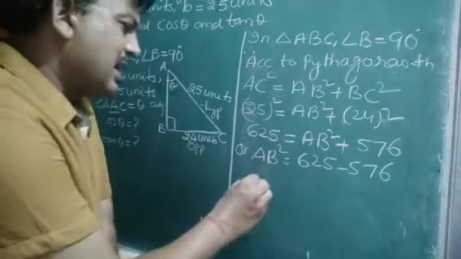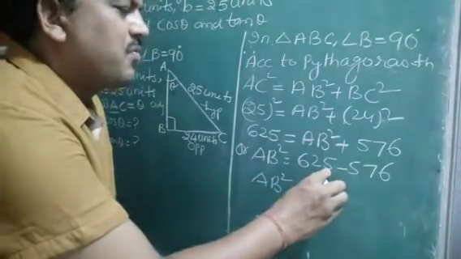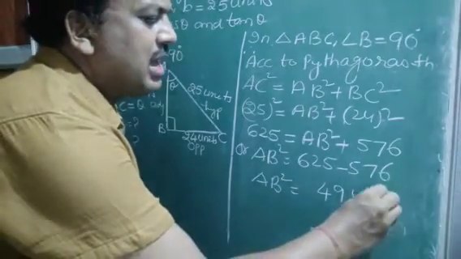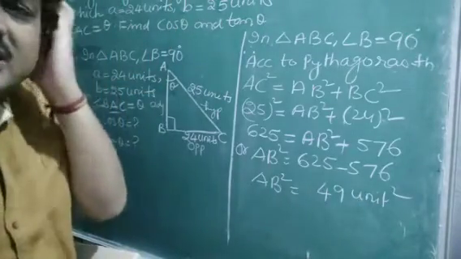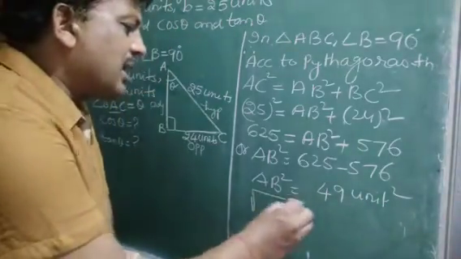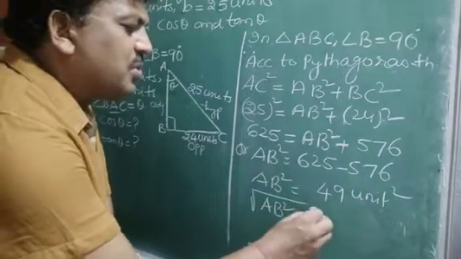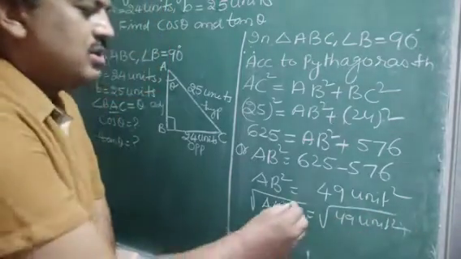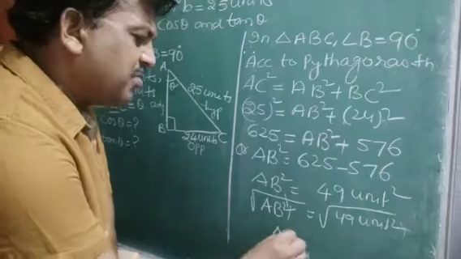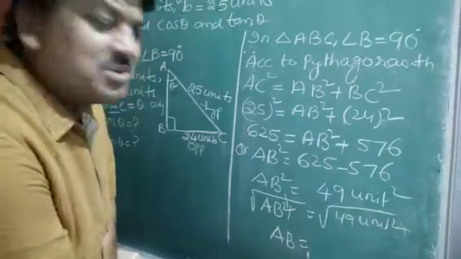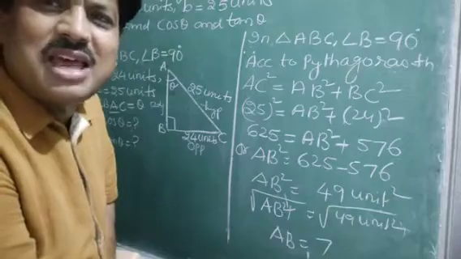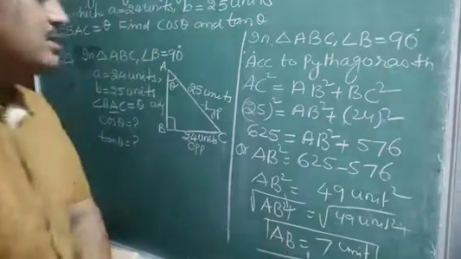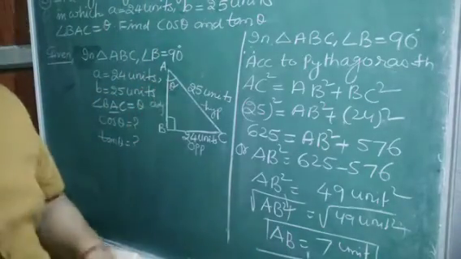That is AB square is equal to 49 unit square. To get the AB value, we have to apply square root on both sides. So the square root of 49 unit square, the square and square root cancel. So AB is equal to square root of 49, children. Factors are 7 into 7, so one 7 comes out. Unit square, one unit will come out. So that is 7 units. So this value is now, children, 7 units.